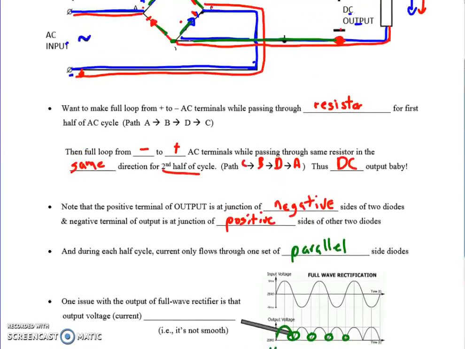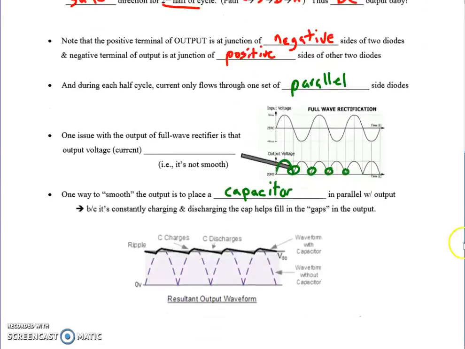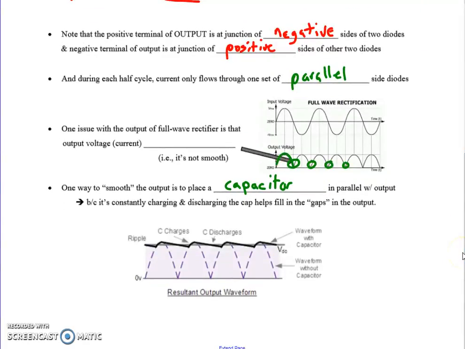So if we go back up here, if I place a capacitor right here, I will get a much smoother output because that capacitor will be constantly charging and discharging. And when it discharges, it helps fill in the gaps in the output. So if this represents the output with just the diode bridge, if we put capacitors in there, then it'll take on more of this shape, which is kind of flatter. And that's what you want from a DC. There's not as many ripples in it.